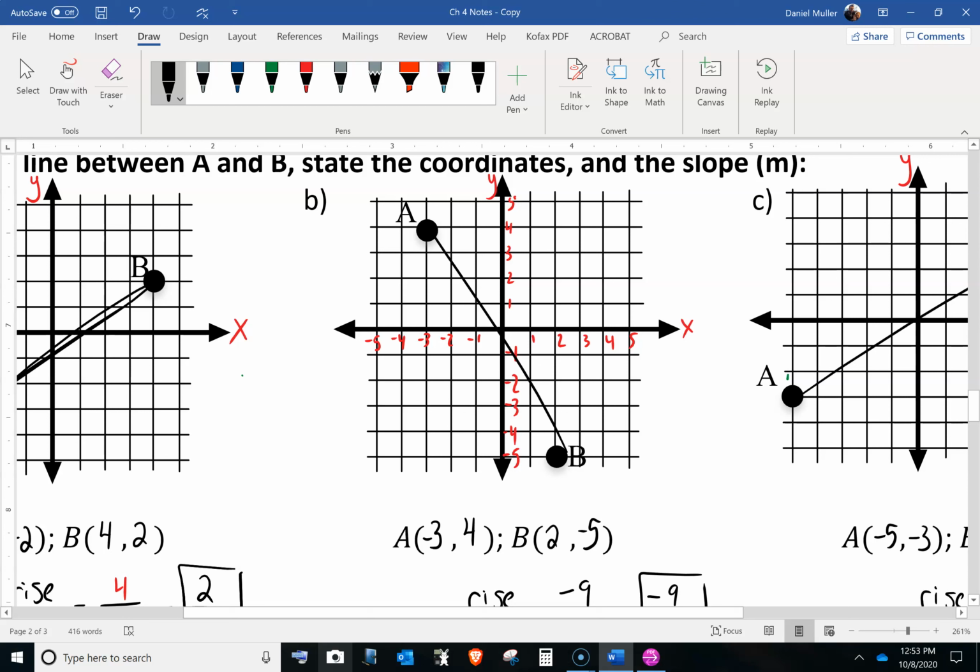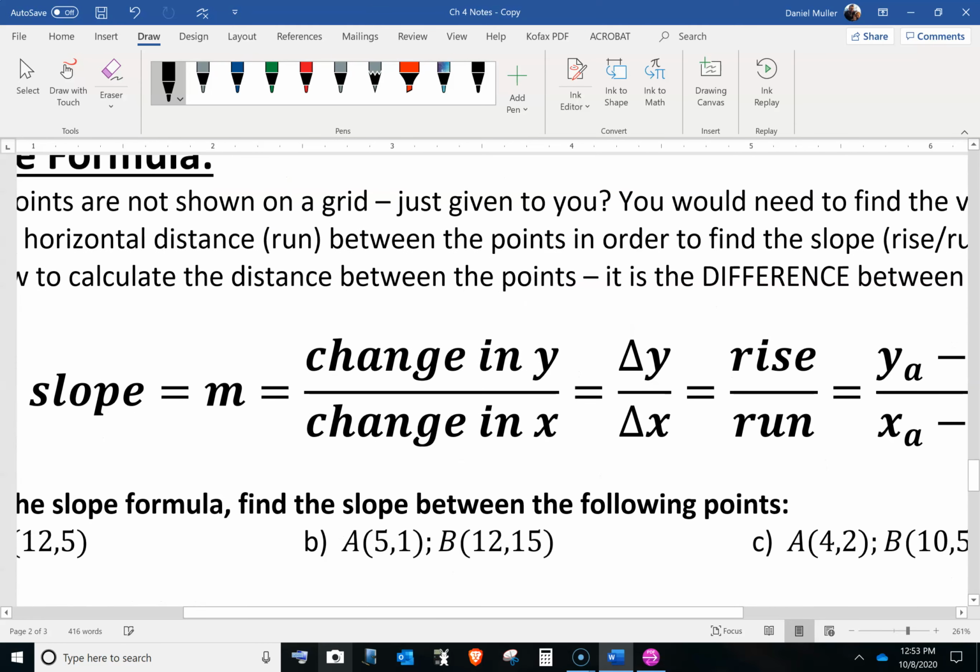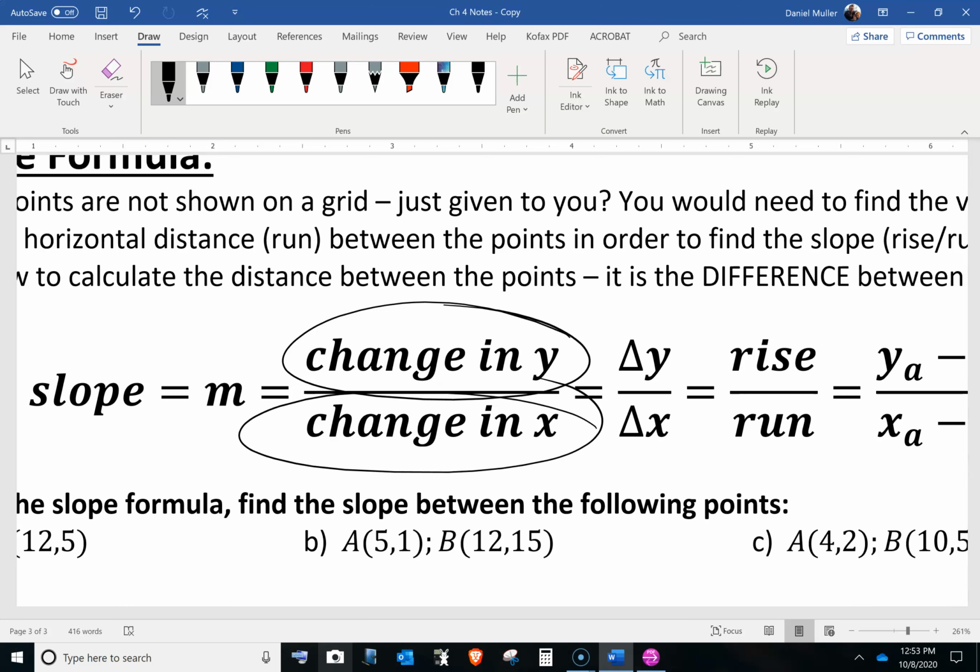Remember I said I usually start on the left. So I said, well, what is the change in the y? How much did we move? And then how much did we change in the x direction? How far left or right? So that is what you see here. That slope is how far we've changed in the y, and then divided by how much we've changed in the x. And that's what the sign here is.